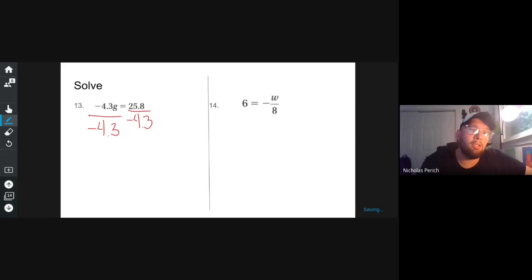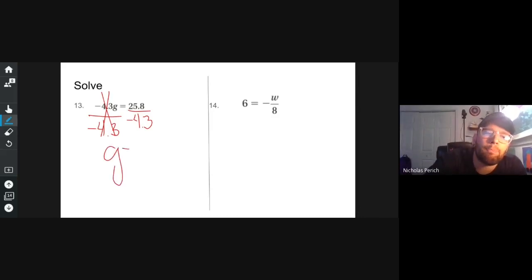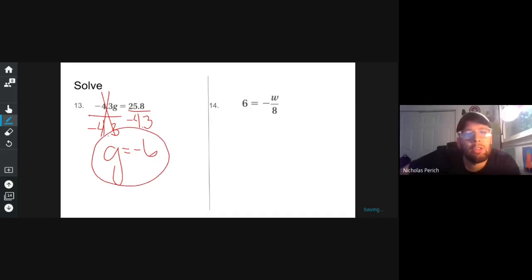I don't know the answer to this, so let's consult Siri. Hey Siri, what's 25.8 divided by negative 4.3? It's negative 6. So simple. I actually didn't know that.